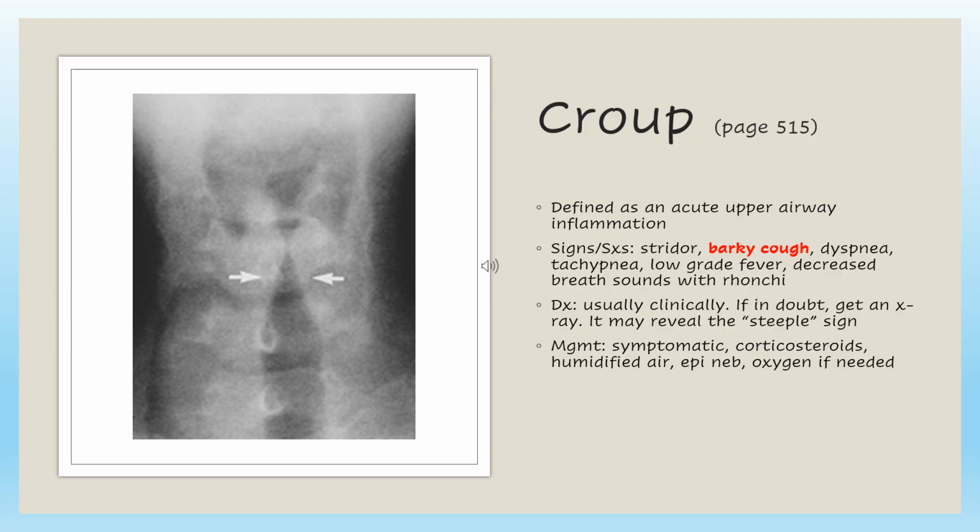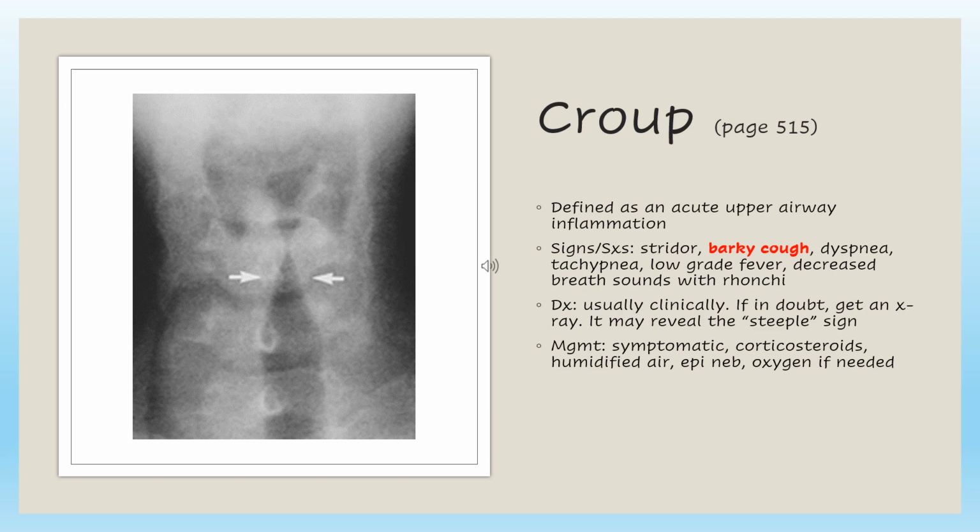Next is croup. If you have never heard a baby with croup, it comes with a very distinctive cough. They sound like a seal when they're coughing. So if you hear somebody with that seal-type cough, you'll know it. And this is defined as an acute upper airway inflammation. It's almost always viral. Parainfluenza causes 75% of cases.